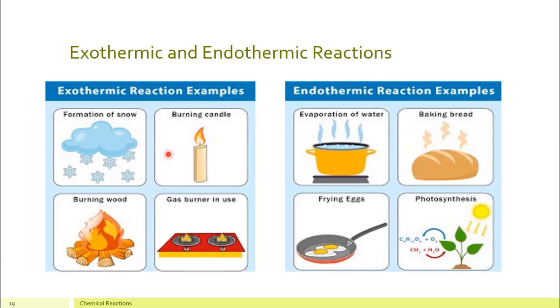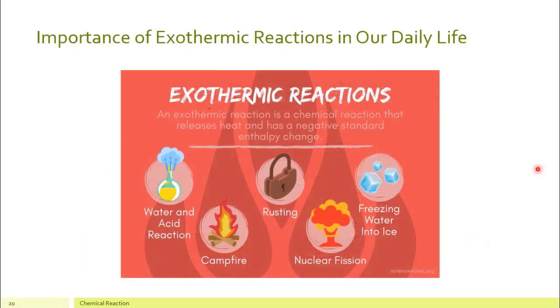Formation of snow, burning candle, burning of wood, fuel, and a gas burner in use at our homes are all common examples of exothermic reactions in which heat is released. While endothermic reactions like evaporation of water, baking bread, frying eggs, or photosynthesis are reactions in which heat is absorbed. That is why they are called endothermic reactions.